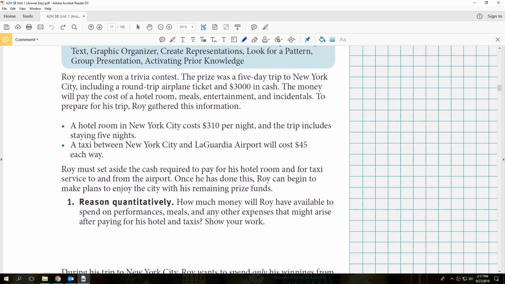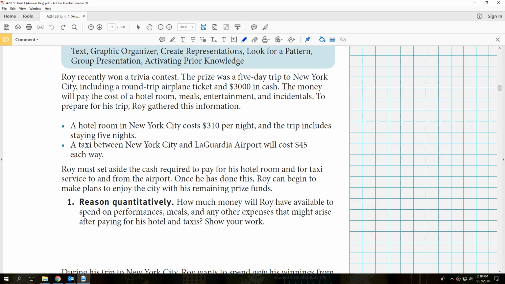So the scenario here. Roy recently won a trivia contest, and great for Roy. The prize was a 5-day trip to New York City, including a round-trip airplane ticket and $3,000 in cash. So he's basically getting the airplane ticket for free for 5 days. Basically means he's got to leave after 5 days, right? They've already got the tickets, and he's getting $3,000 in cash. The money, the $3,000, will pay the cost of hotel rooms, meals, entertainment, and incidentals.